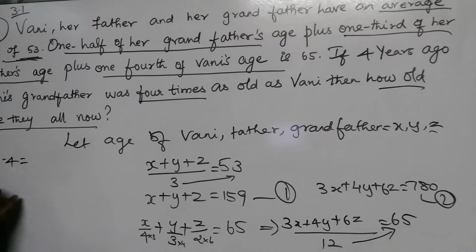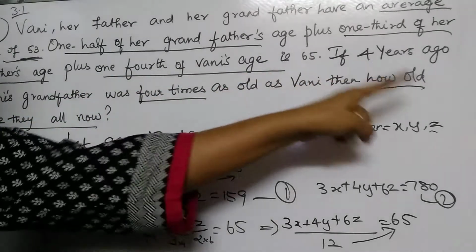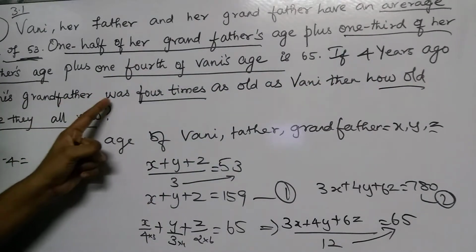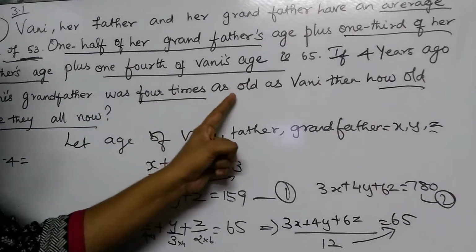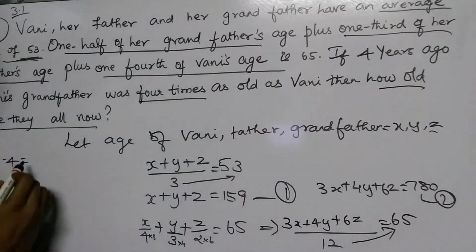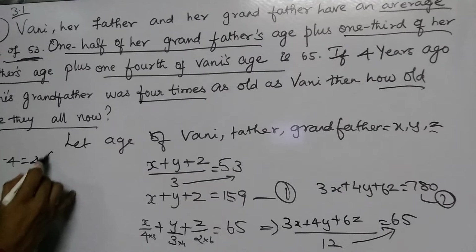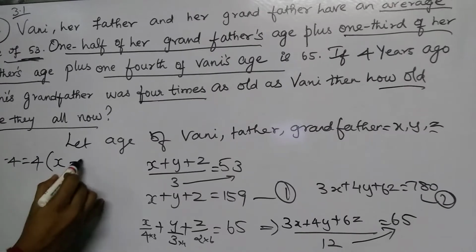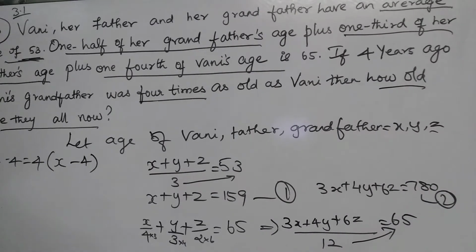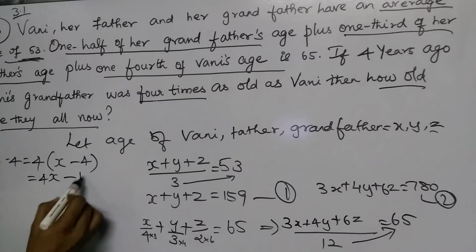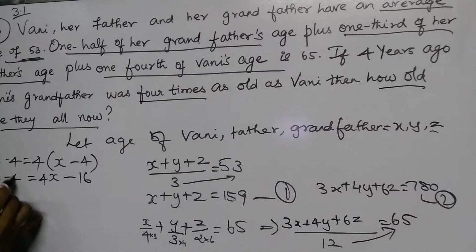You are going to calculate now z minus 4. 4 years ago, Vani's grandfather was 4 times as old as Vani. That means 4 times, 4 multiplied by Vani's age, which we have taken as x minus 4. 4 years ago, before. So from this you calculate: 4 into x, 4x. Then 4 into 4, 16. This one is z minus 4.